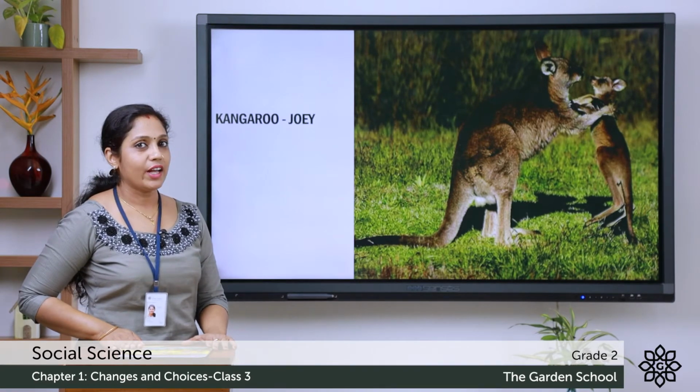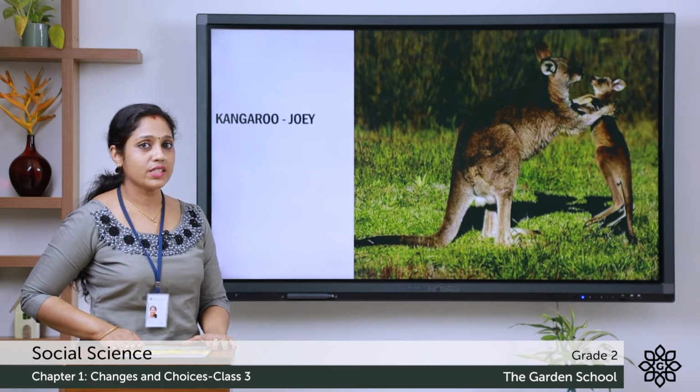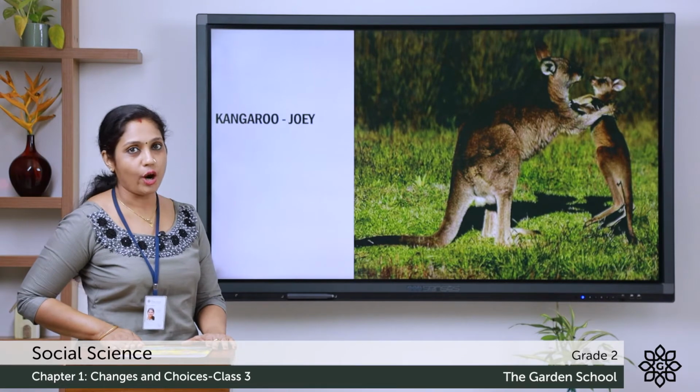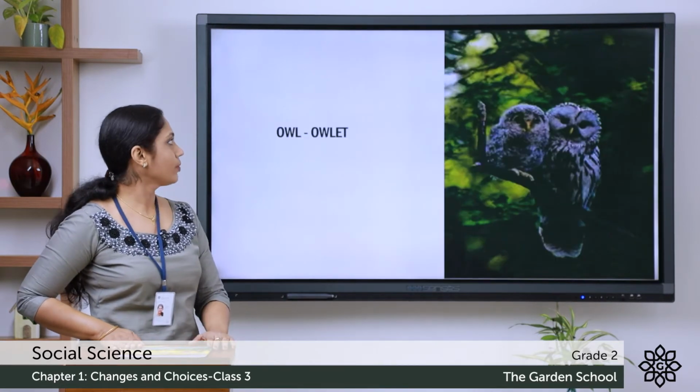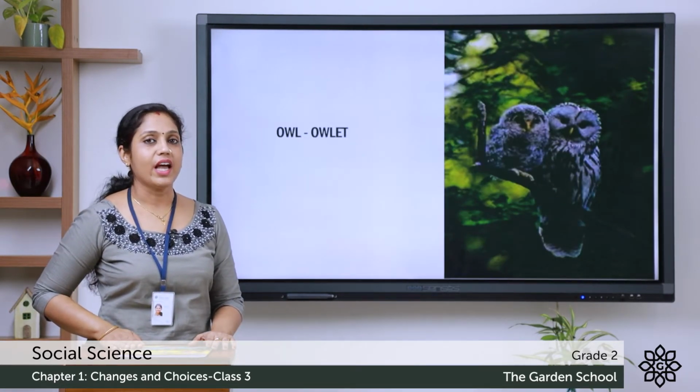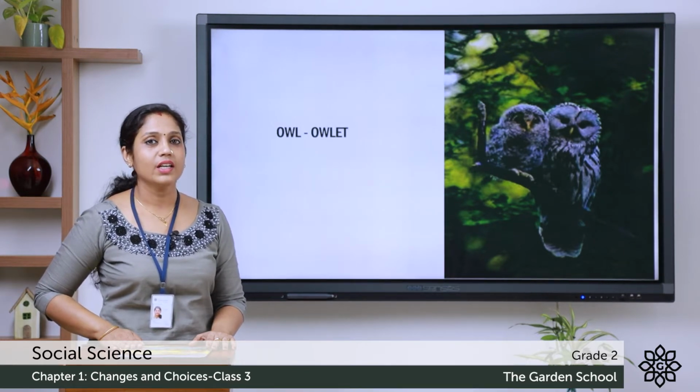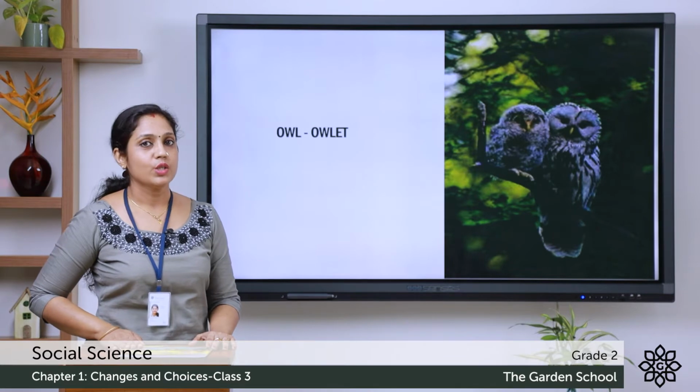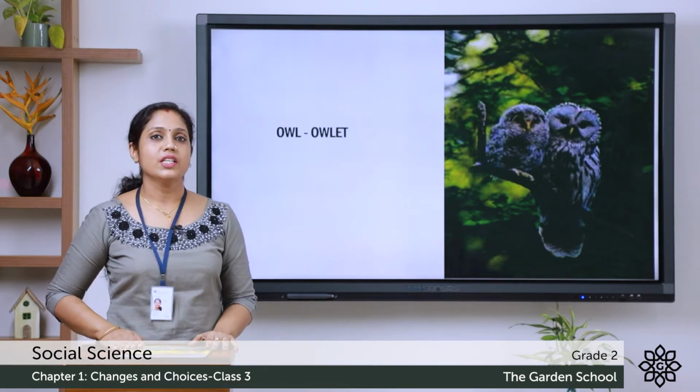You can see a kangaroo here. You know what is the young one's name? It is joey. And you can see an owl and an owlet. So what is the young one of an owl called? It is owlet. So these are the names of some of the animals and their young ones.